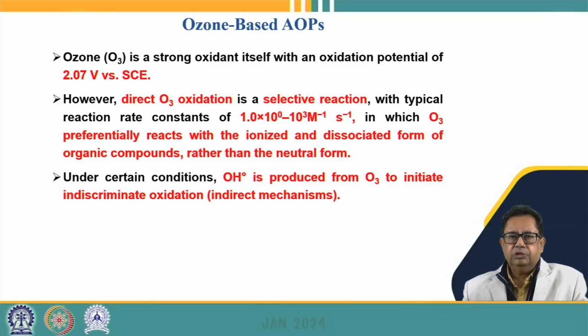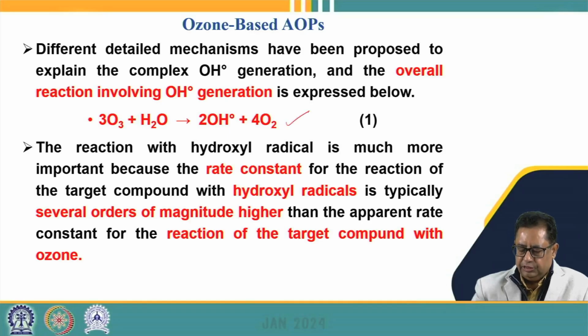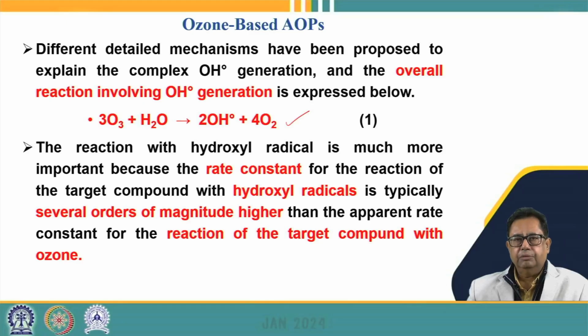Such a mechanism is also known as the indirect mechanism, where the •OH radicals are not produced from the ozone directly. That is why it is called the indirect mechanism, where we are using certain other technologies like UV or H2O2 or Fenton's etc. They generate the •OH radicals by using the indirect mechanism. So we can have •OH generation where the overall reaction with the ozone produces •OH radicals and oxygen. Such a reaction can happen at high pH.